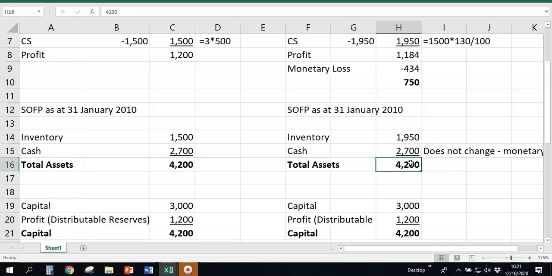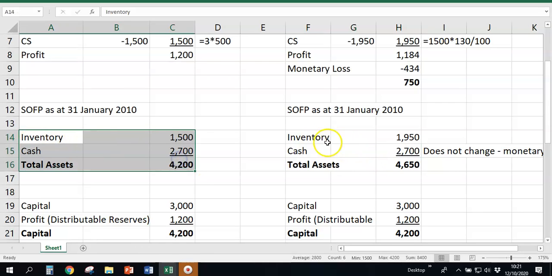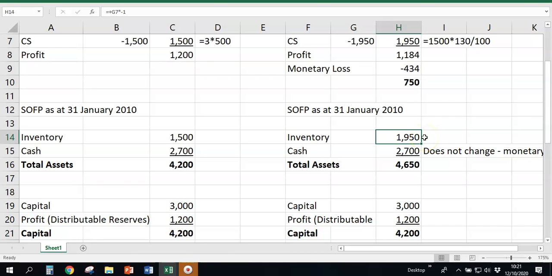So your total assets then are 4650. Different because we said the assets were understated at historical cost. They must be brought up based on inflation. Your capital also changes. It's 3 million. That was invested in January. So it's times 130 over 100. So it's 39. So you bring it up when the transaction happened, and you bring it up to the end of the period that you're looking at. And our distributable profits here now are the 750, not the 1184.